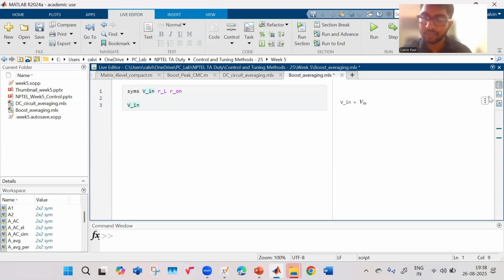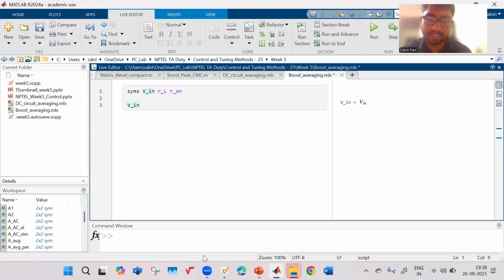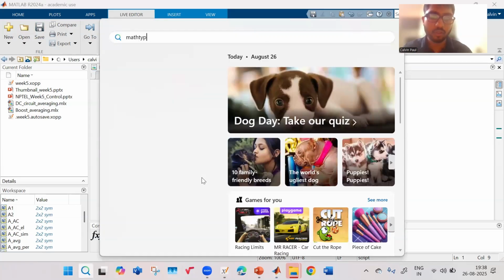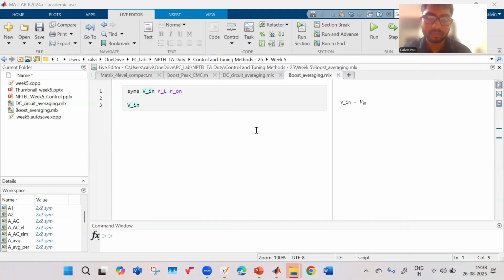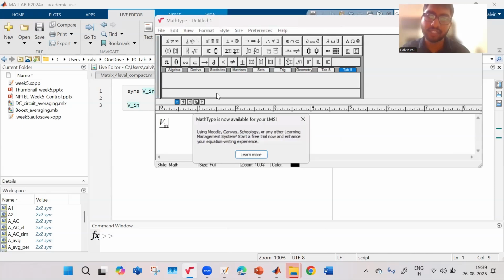And the advantage with this is you can copy it as LaTeX, right? And we usually use MATLAB in our lab. So when you write papers and reports, you will use LaTeX. So you'll have to write these equations. So this is your VN, which you get.